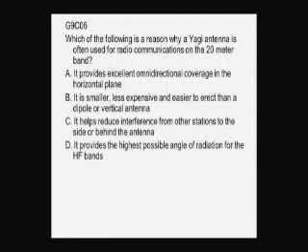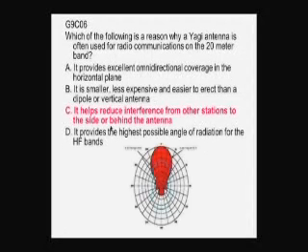Which of the following is a reason why a Yagi antenna is often used for radio communications on the 20-meter band? It's a directional antenna. It helps to reduce interference from other stations to the side or behind the antenna. So this is the front of my antenna, out where the directors are. I have a radiation pattern that looks something like this, where I have a strong signal response or a strong transmission strength out this direction and weaker in other directions.